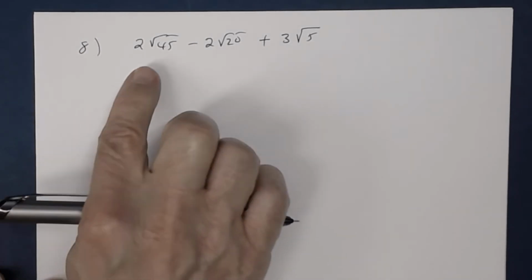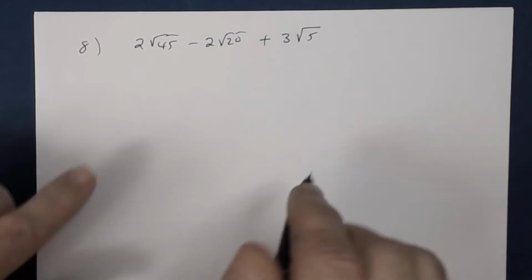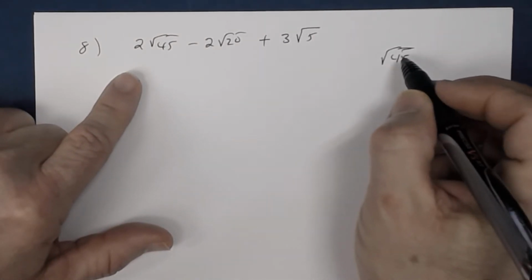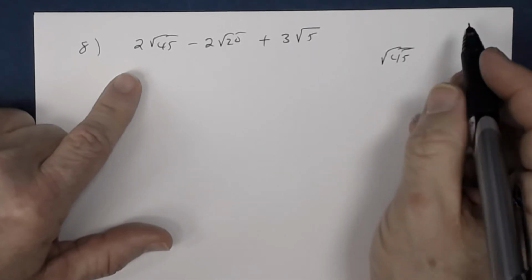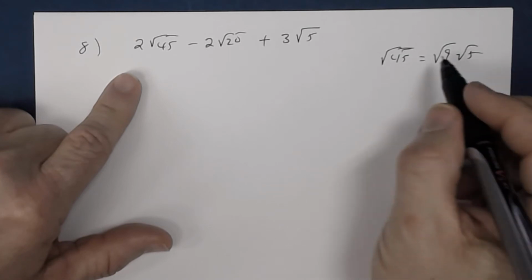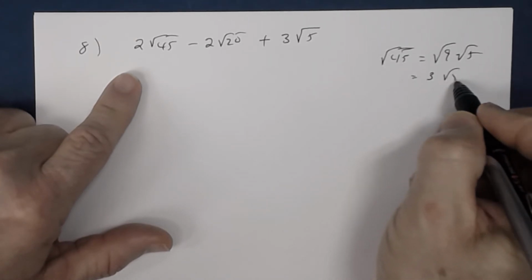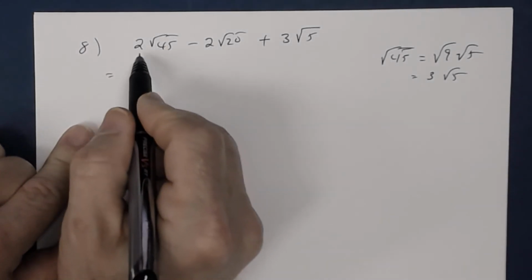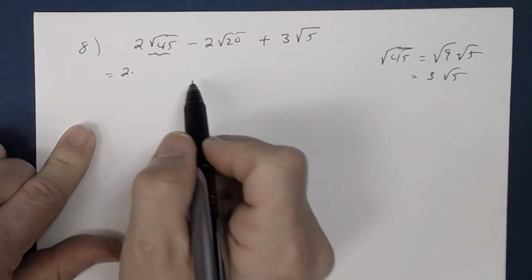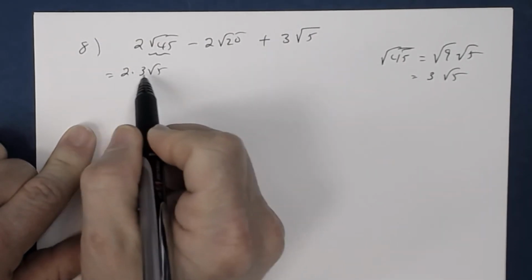All right. Now, let's simplify the square root of 45. Let's think about the square root of 45. What's the largest perfect square that goes into 45? Okay, 9. So you agree that's the square root of 9 times the square root of 5? So that's going to be 3 square root of 5. So this becomes 2 times, and remember the square root of 45 we just found. And then 2 times 3 is 6.